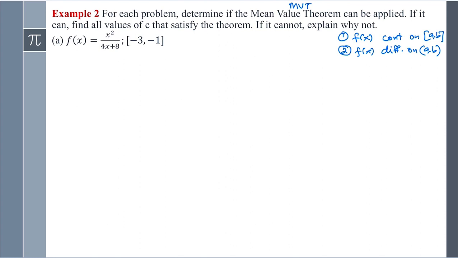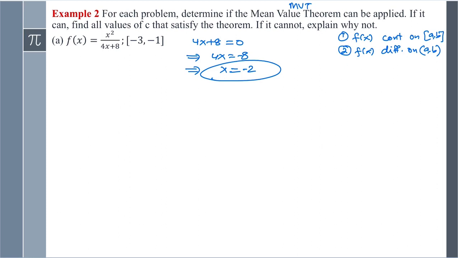Okay, so basically take 4x plus 8 and set it equal to 0. Then you get 4x equals negative 8, or if you divide by 4, you get x equals negative 2. So what does this say? This says that at x equals negative 2, the denominator of the function is 0, which means the function is not defined, or it has a vertical asymptote at x equals negative 2. So this function is not continuous at x equals negative 2. Okay.